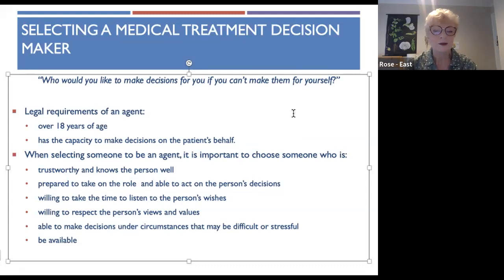First of all, they have to fulfil the legal requirements of being over 18 and have the capacity to make the decisions on your behalf. Now, if you don't make a decision, there is a default hierarchy. I think it goes parent, spouse, parent, child, and then the nearest living relative, and so on down the line. But there are caveats to that.